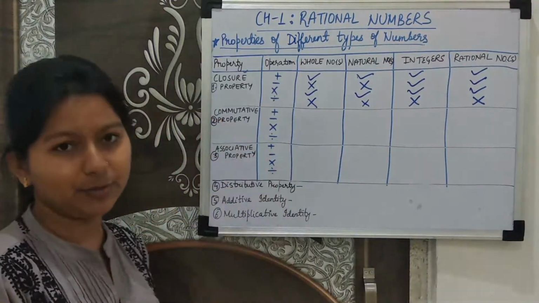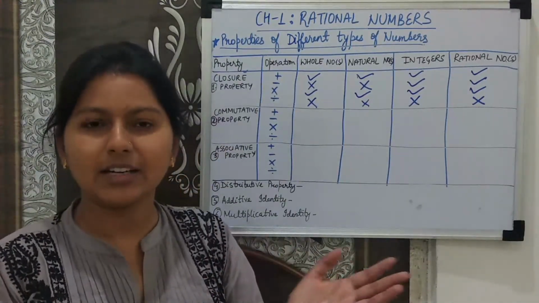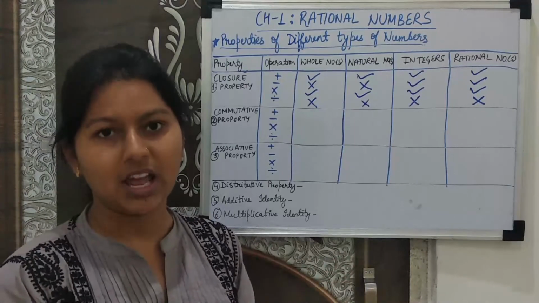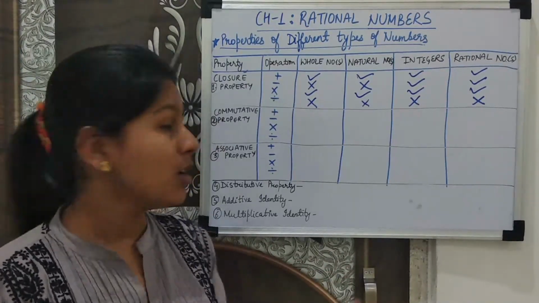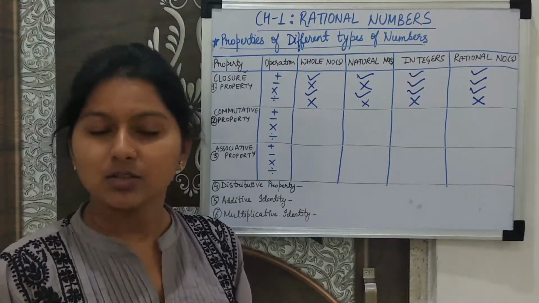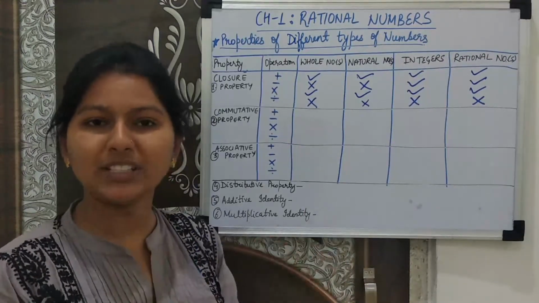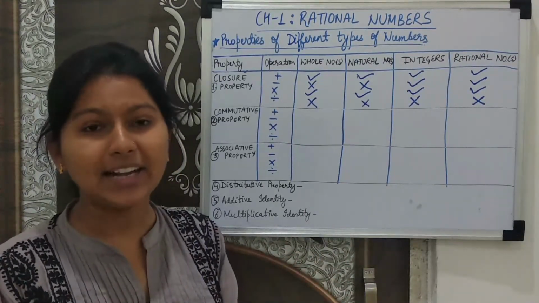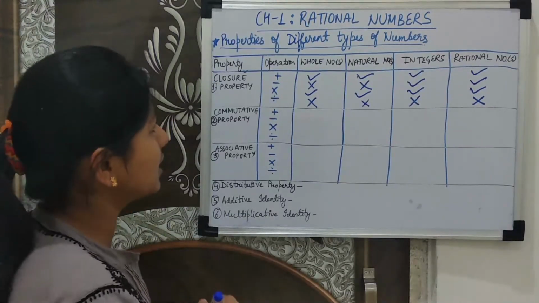But for commutative property, how do we memorize it? Commutative is related with the word communication, and the best communication is always between two people. So in commutative property, two numbers are involved. Like two numbers, I am taking 2 and 3. 2 plus 3 is 5 and 3 plus 2 is also 5. So simply we are reversing the order.